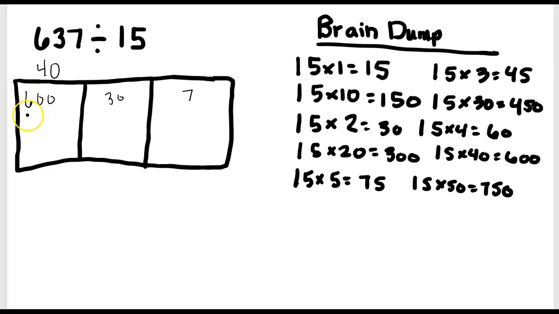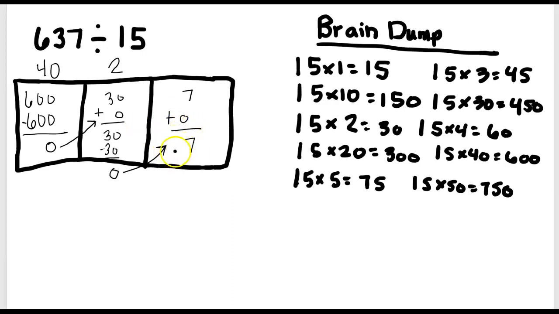So I'm going to put 40 on top. I'm going to take 600, I'm going to write it, and I'm going to subtract. I get a remainder of 0. Now typically if I have a number here, I'm going to take it, I'm going to move it, and I'm going to add it to this number. But I know 30 plus 0 is 30. So what times 15 gives me 30? If I look at my brain dump, 15 times 2 is 30. So I'm going to write my 2 up here. I'm going to write 30. I'm going to subtract, and I'm going to have a remainder of 0. And then I would add it to this over here.